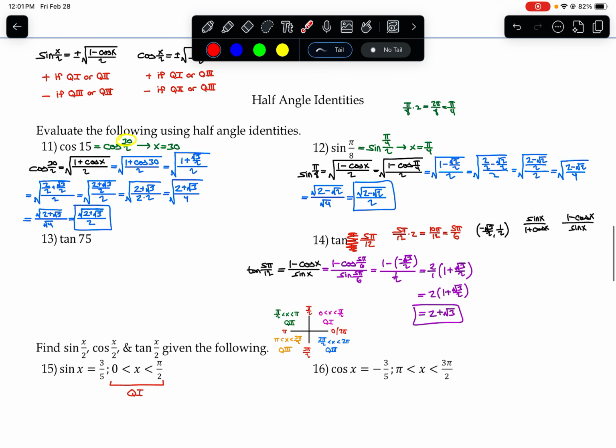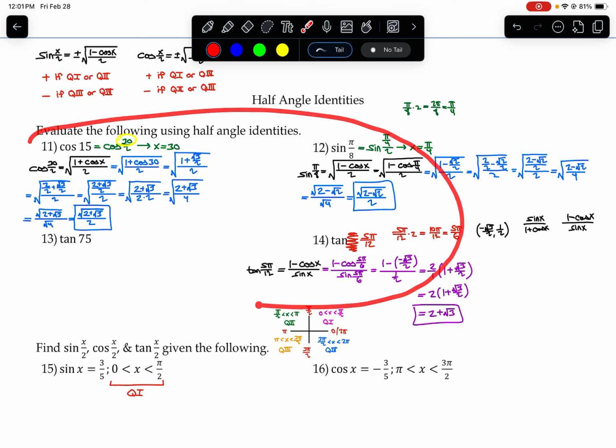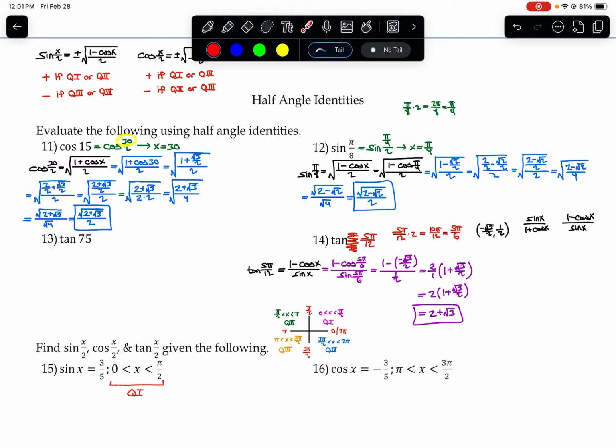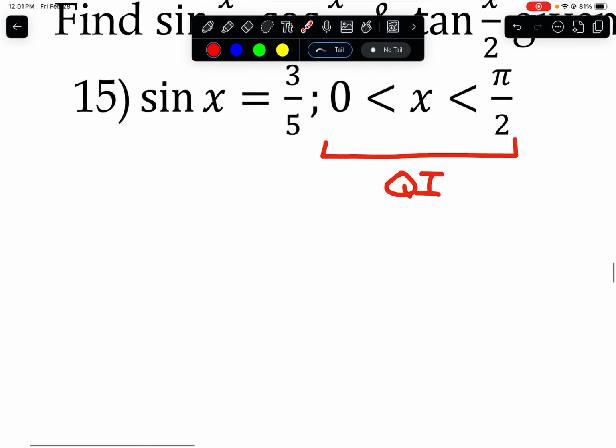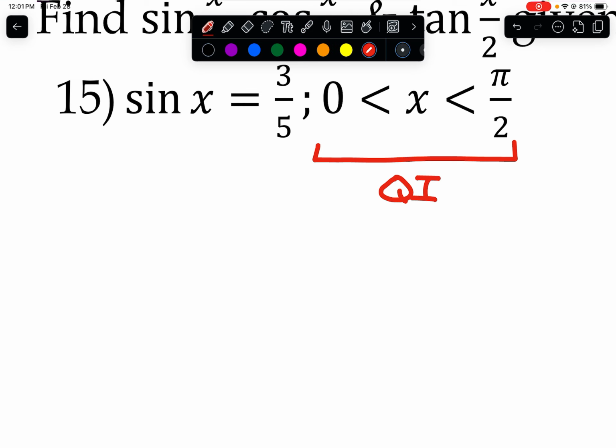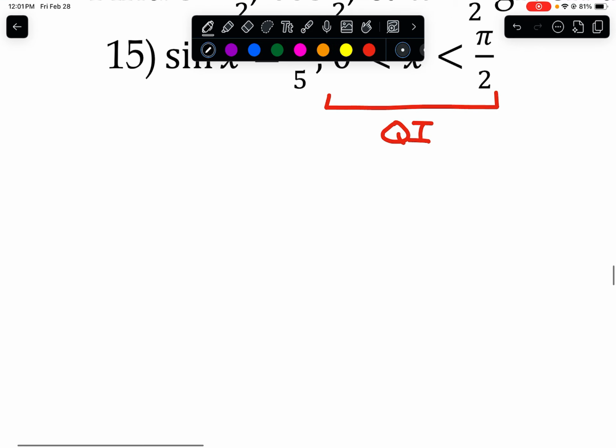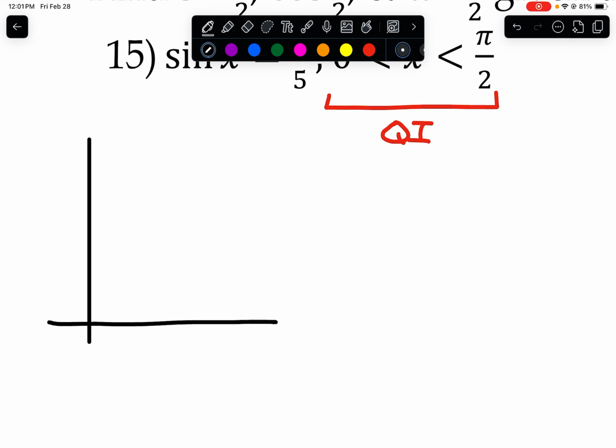So luckily for us, we didn't have to worry about the plus or minus in these 3 problems up here that we did for the half angles, but that is going to be important for when we come down here. Okay, now to resume. I know I'm going to be working in quadrant 1, so I'm going to give myself a cute little graphic. I'm just going to draw quadrant 1. I'm not going to worry about the other 3 quadrants. So I'm going to draw a triangle. Here's my fancy handy dandy little triangle.